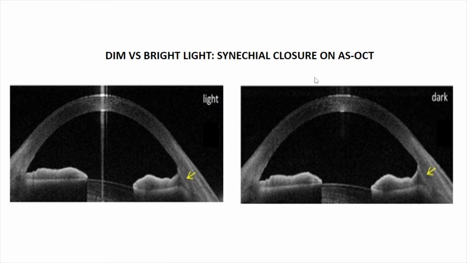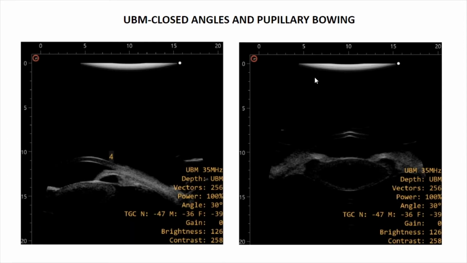Next. In this image, we can see dim versus bright light, synechial closure on ASOCT. Here. Can you say synechial closure on ASOCT? Can you confirm it? No, sir. You should do it on gonioscopy. Gonioscopy. All right. This is just which is confirmed on gonioscopy, just putting it for the picture. So make sure that you do a proper gonioscopic diagnosis. Next.